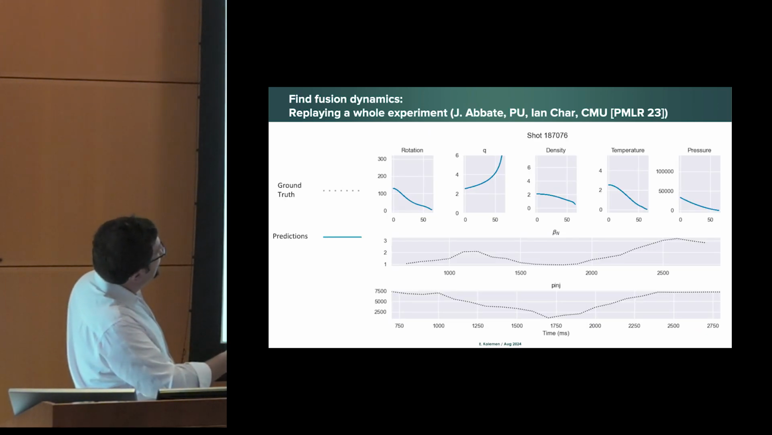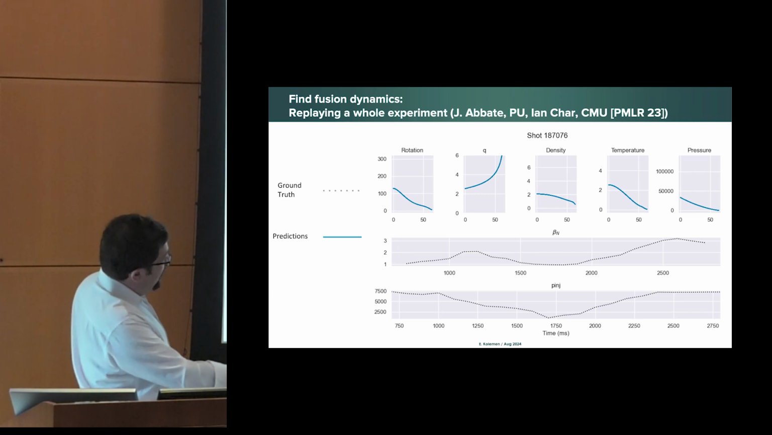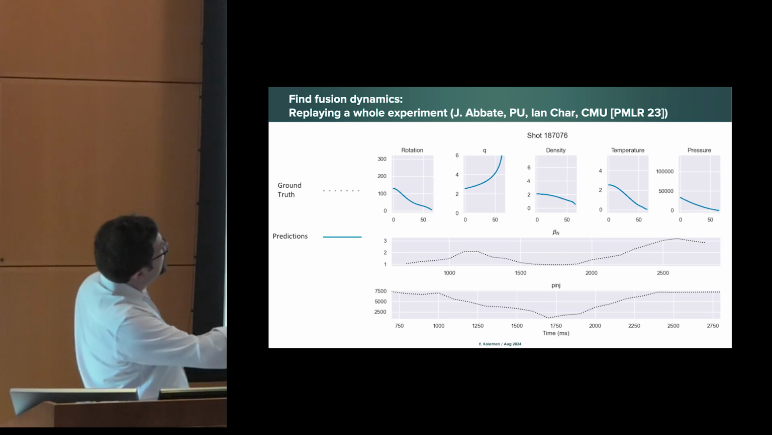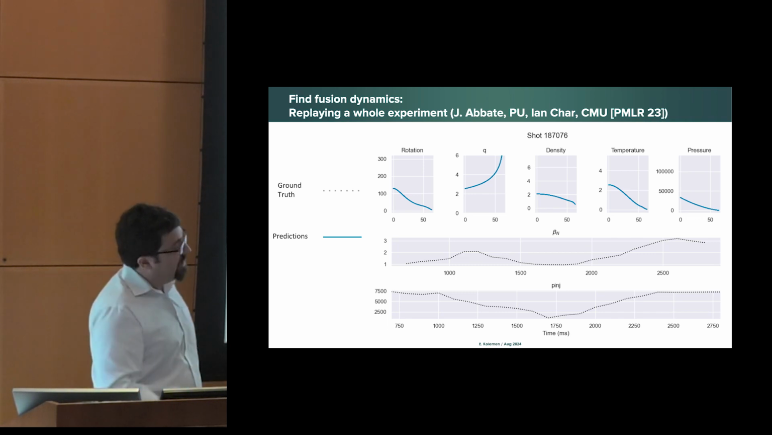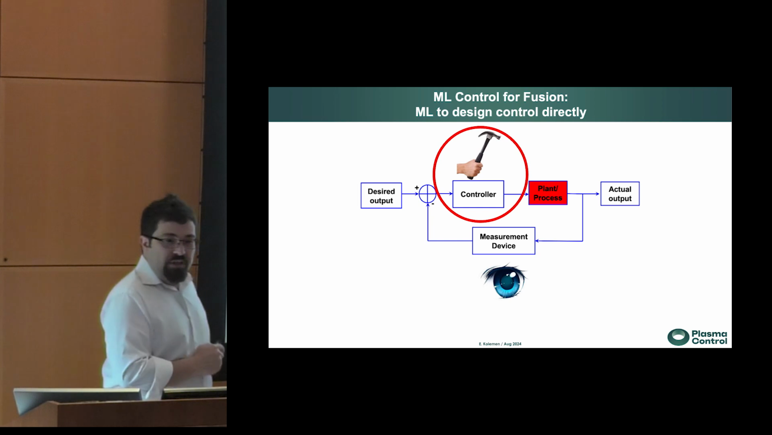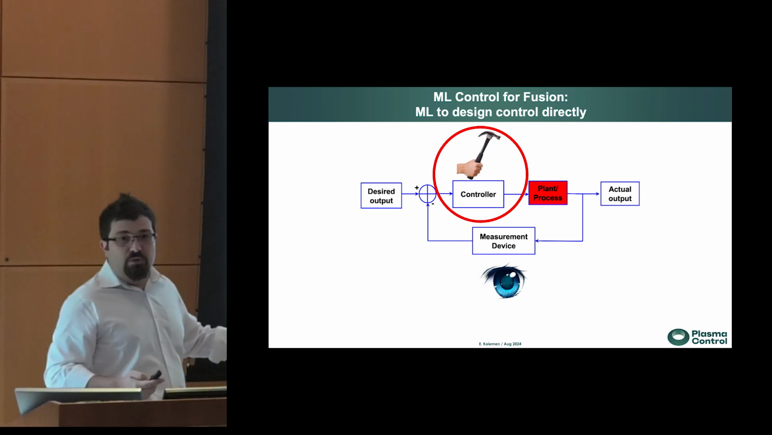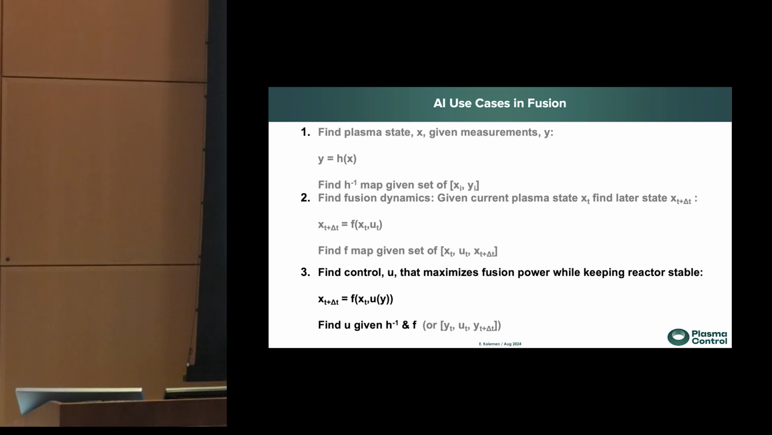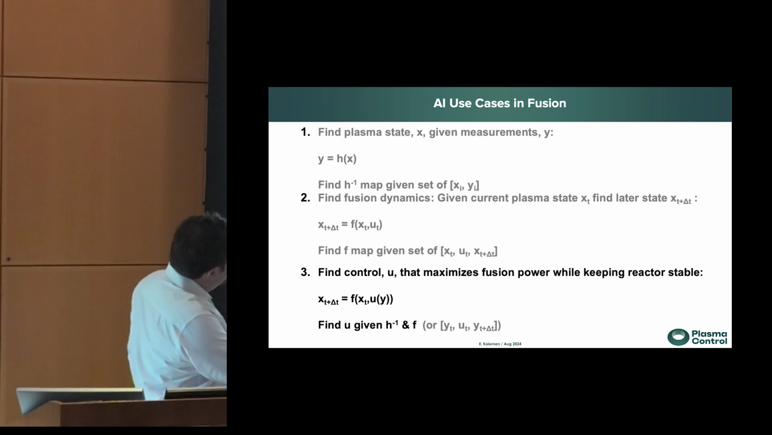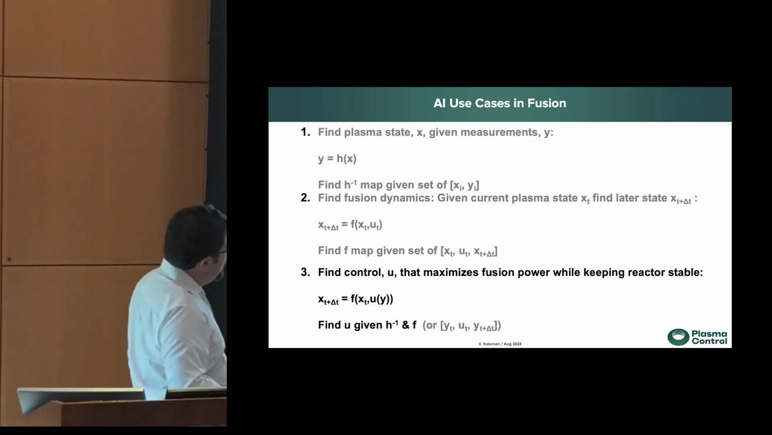And this is what you get. So this is the beams. We put in more power, less power. And as we do that, we can replay a whole shot using this dynamics model. You see the temperatures going up, density going down. You can do this. Great. So what is the point of all this? The whole point is to control. Otherwise, why do I care about it? I want to control. So here, the idea is to find this control given my measurements.